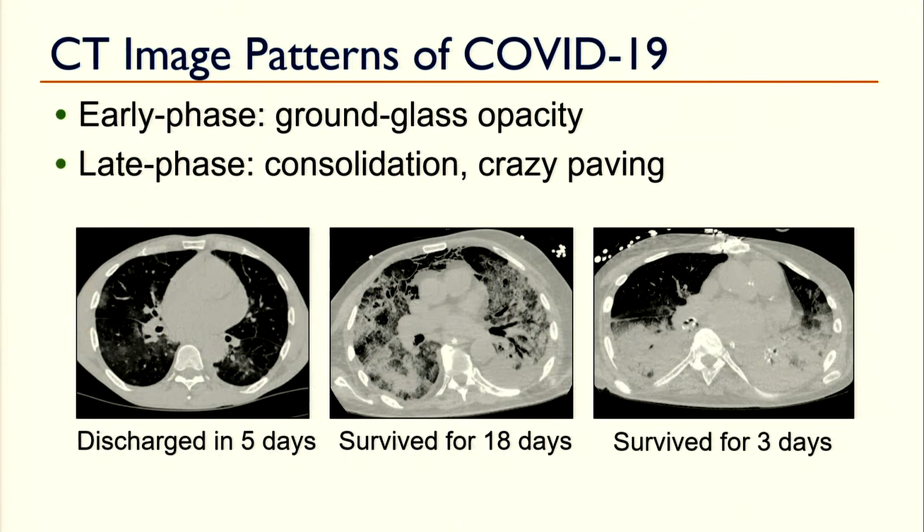In chest CT in particular, the lung tissue patterns are highly correlated to COVID-19. In its early phase, COVID-19 is indicated by ground glass opacities. In later phases, it is indicated by consolidation and crazy paving patterns.